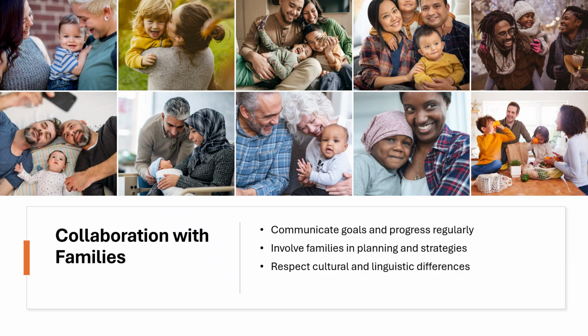We always want to get feedback from families too. What do you see working at home? This is what we're trying at school. This is what we're seeing. And all of that collaboration ensures that those individual plans on the child's IEP reflect the whole child's life context.